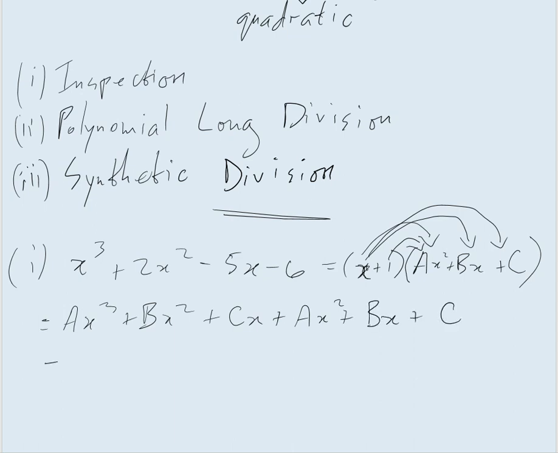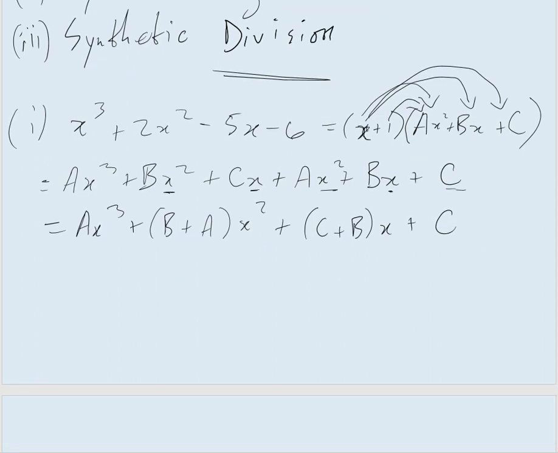Now let's group the like terms. So there's only one x cubed, so it's just ax cubed. X squared has an a and a b there, so it's plus b plus a x squared. The x to the power 1 there has c and b, so c plus b times x. And then the constant term here is just plus c. And now we literally just equate. That's why it's called inspection. We're just gonna do an inspection. So let's just write the equation here.